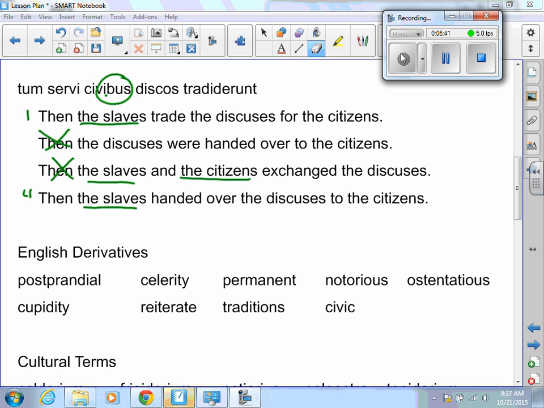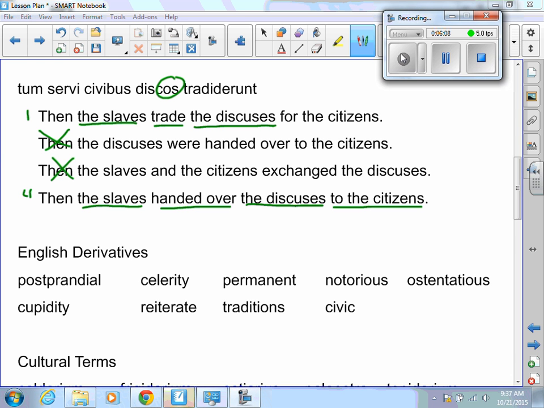So the difference between 1 and 4, we're down to 1 and 4. Okay, we have slaves as the subject. We have handed over or trade. Those are pretty much the same thing for our verb. We have discuses being used as an accusative, as a direct object in both. I have to the citizens and for the citizens. I can translate the dative as to or for.